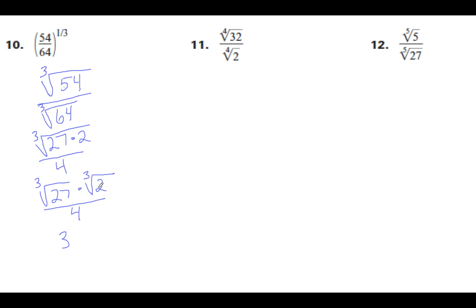This I can't do. I can't take the cube root of 2. So keep that. Remember, leave that index in there, over 2. And then we put in 4. So it's 3 times the cube root of 2 over 4.